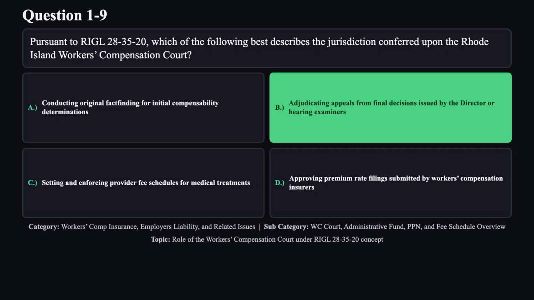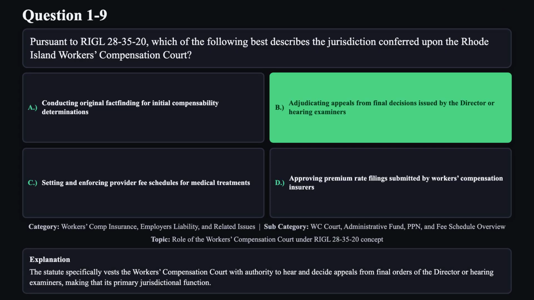The correct answer is B. The statute specifically vests the Workers' Compensation Court with authority to hear and decide appeals from final orders of the director or hearing examiners, making that its primary jurisdictional function.